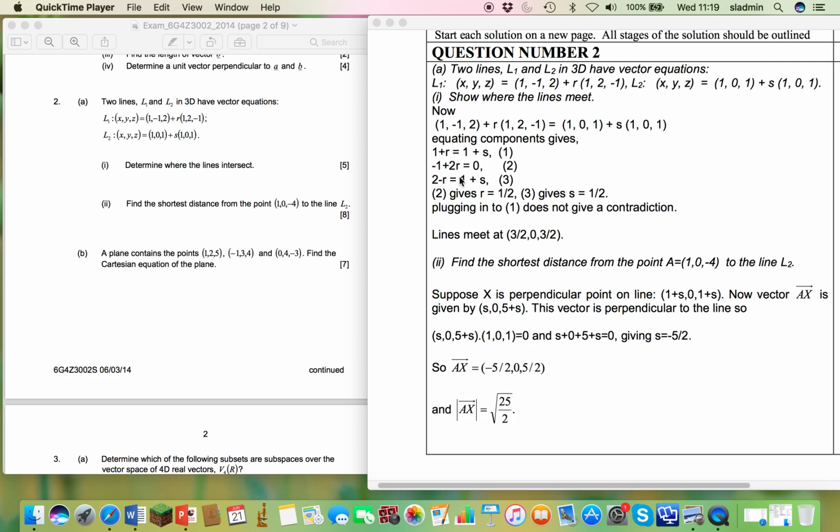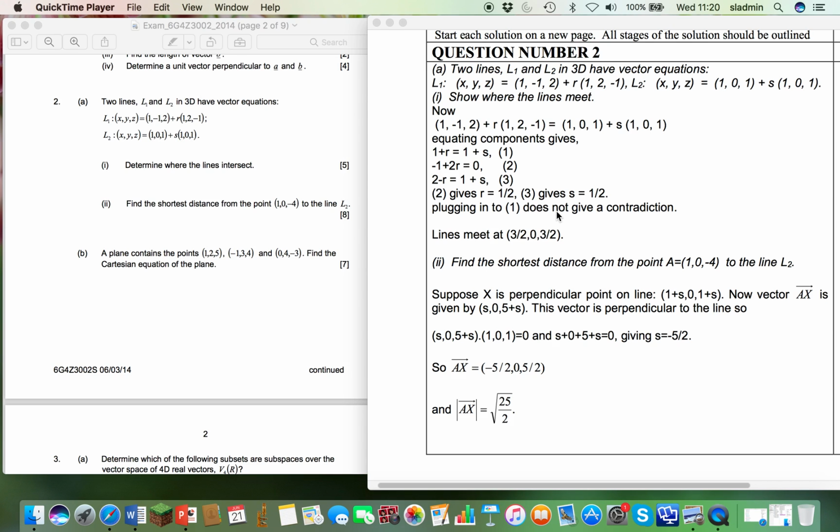Now if there is a solution, these equations will be consistent. So you can see from here, equation 2 gives us R as a half, and equation 3 with R as a half gives us S as a half. But if we put those back into equation 1, then this does not give a contradiction. So everything is fine. So the lines do meet when R is a half and S is a half. So therefore, the lines meet at the point x is 3/2, y is 0, and z is 3/2. So that's just satisfying these equations.